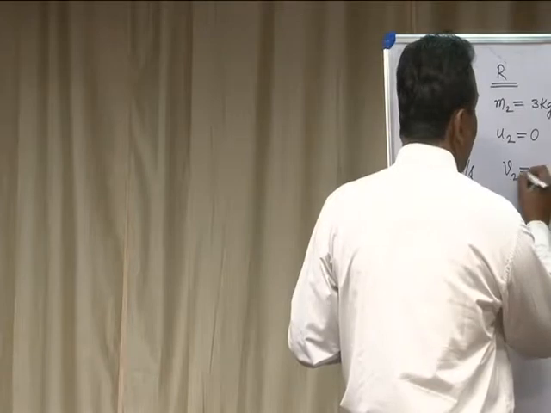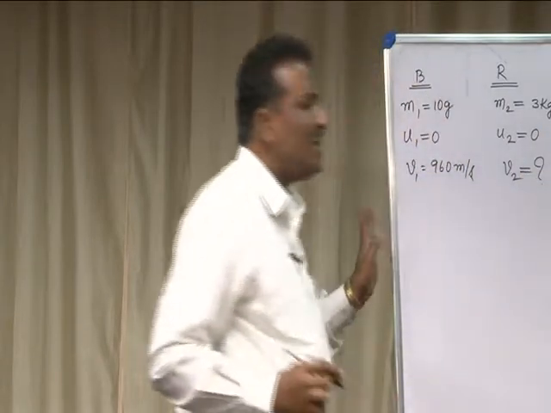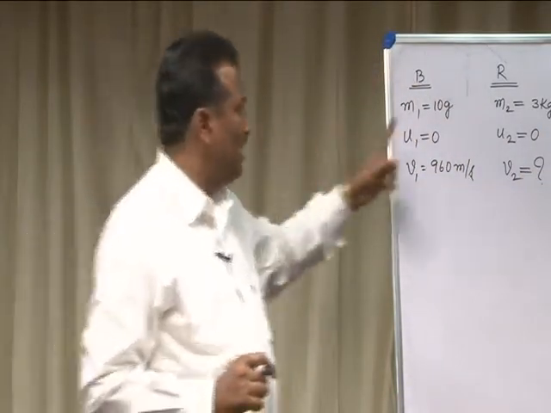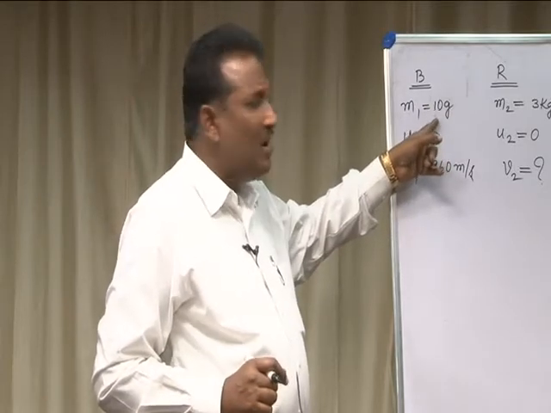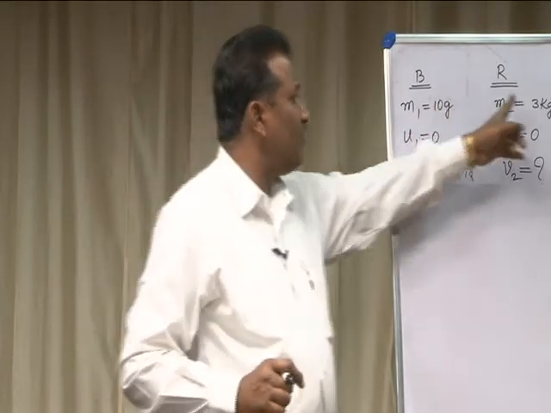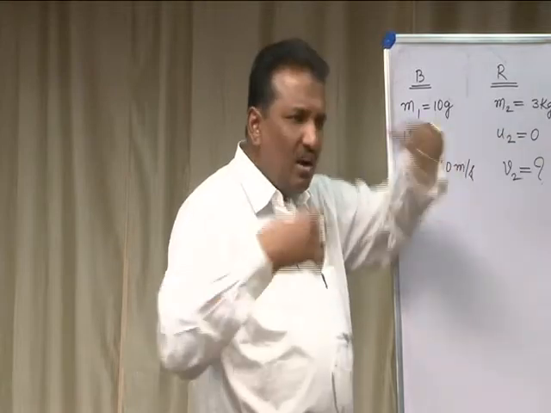So, you are going to find the final velocity, which will be treated as the recoil velocity. There is a bullet whose mass is 10 gram and it is stored in a rifle of mass 3 kg and fired.